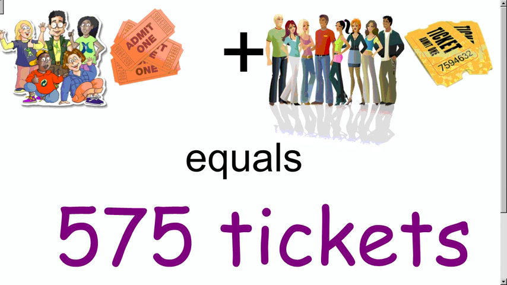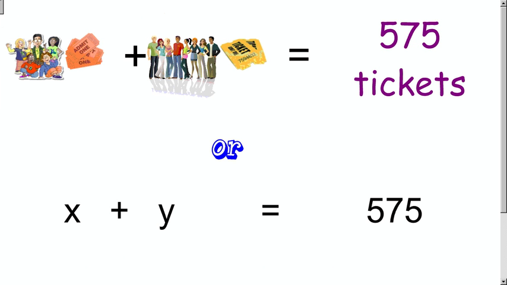So our equation could just be as simple as kids' tickets plus adult tickets equals the 575 that we know we sold. Or x plus y equals 575. X represents the number of kids' tickets, y represents the number of adult tickets, and all that total, when you combine them, is 575.